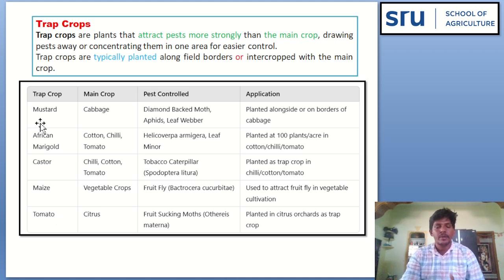We are growing mustard as trap crop in the cabbage for managing diamondback moth, aphids, and leaf webber. African marigold is grown as trap crop in the cotton, chili, tomato main crop to manage Helicoverpa armigera and leaf miner. Castor we are growing as trap crop in the chili, cotton, tomato for managing tobacco caterpillar, that is Spodoptera litura. Maize we are growing as trap crop in the vegetable crop to manage fruit fly. Tomato is grown as trap crop in citrus to manage fruit sucking moth.